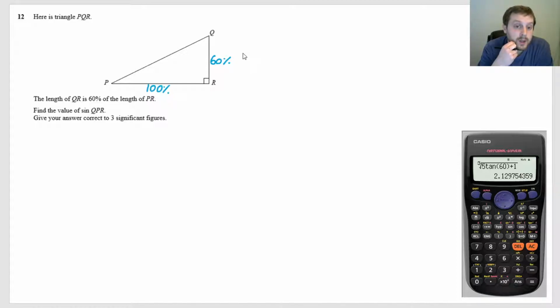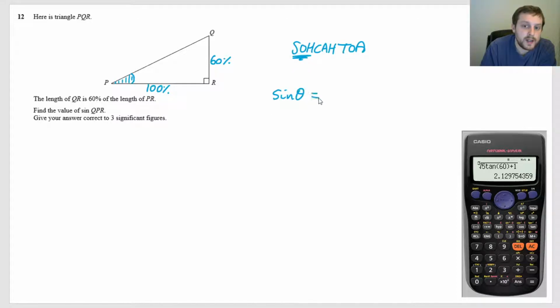Then it wants sine of QPR, so it wants sine of this angle. And we'll start by writing down SOHCAHTOA, because we're going to see that there's a little bit of extra work to do. Not too much, but a little bit. We need to use SOH, so sine of theta is opposite over hypotenuse. And then the first thing really that should stick out is we don't know what the hypotenuse is. We need to figure that out. So let's figure this out.